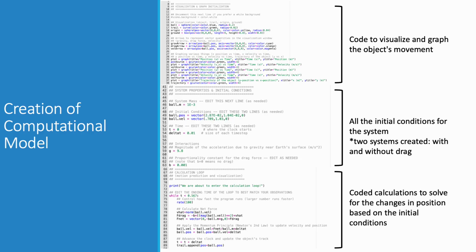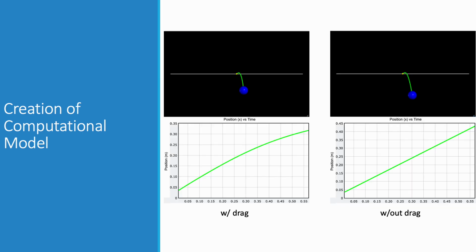The first part shows the code to visualize and graph the object's movement, then all the initial conditions for the system, and there were two systems created, similar to the observed one. There was one with drag and one without drag. And then finally the coded calculations to solve for the changes in position based off the initial conditions. And here is just the visualization of the graphs that was given in GlowScript from the code.